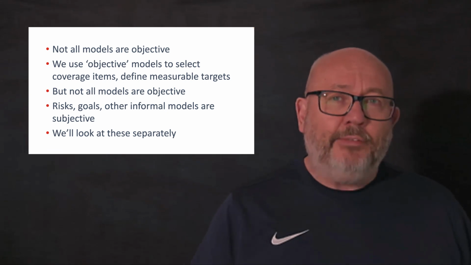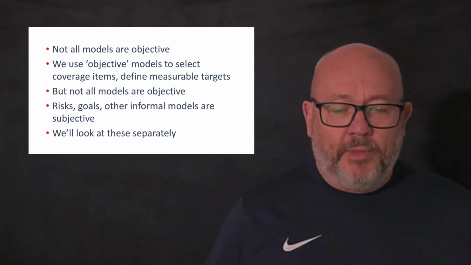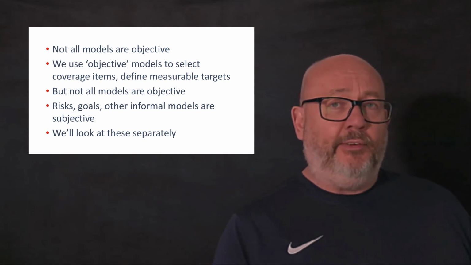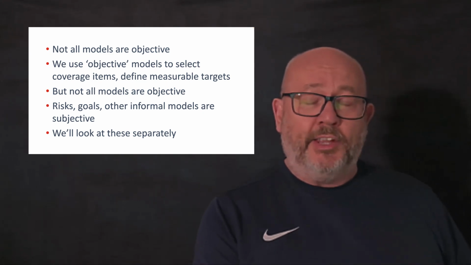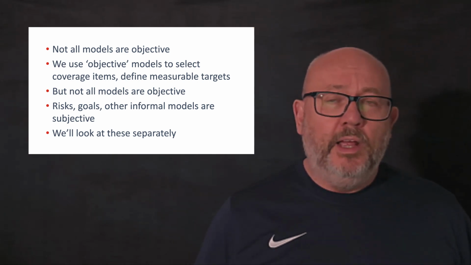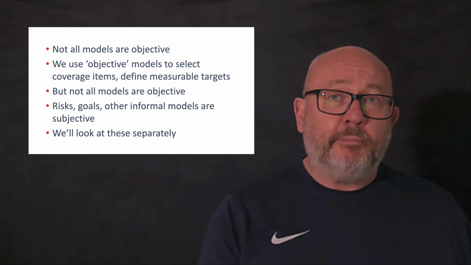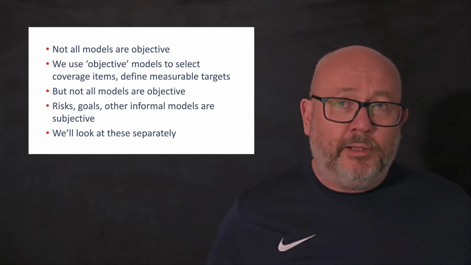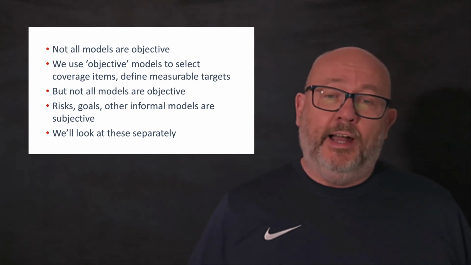So we have to be careful about how we model situations and whether we are actually looking at something that is, if you like, objective and thereby has a limit, or something that doesn't have a natural limit. Now we'll look at these aspects of risk-based testing, goal-based testing, and other informal models, people often call these heuristics, separately.